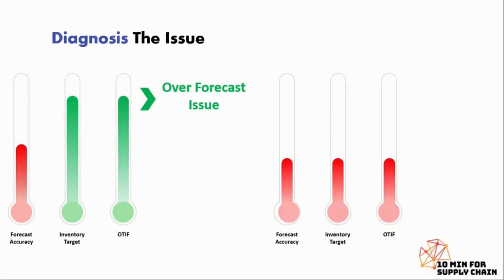Opposite to this, there can be low forecast accuracy and low inventory targets, and that is why low OTIF level. This can happen due to under forecast issue.